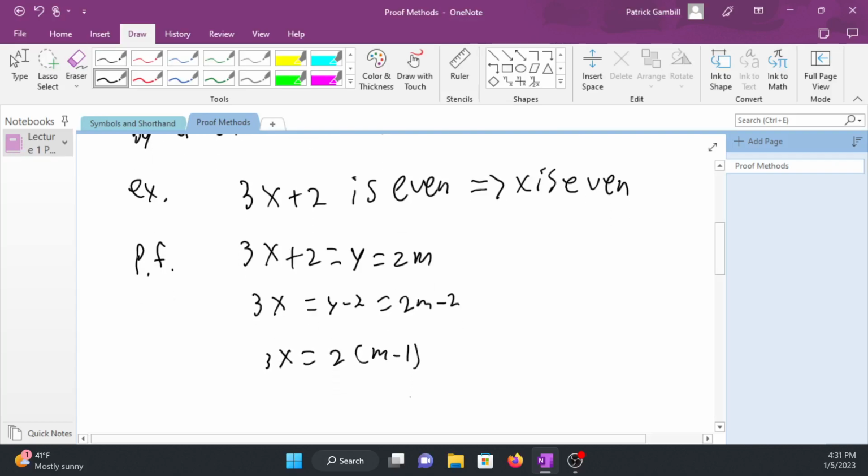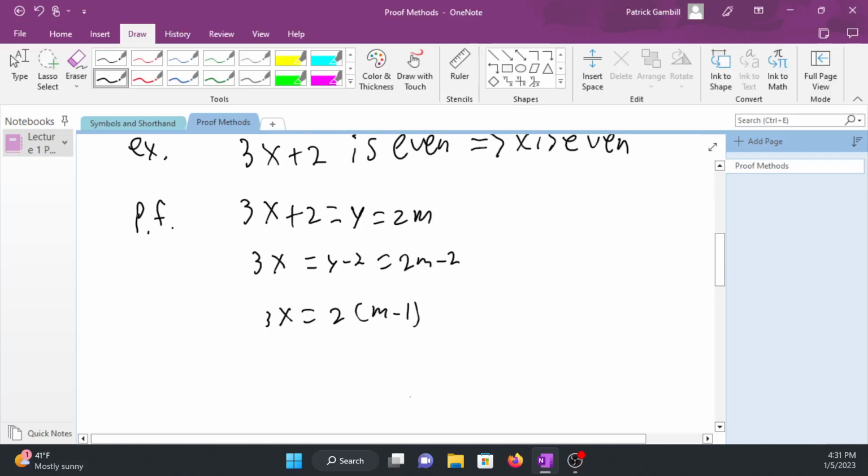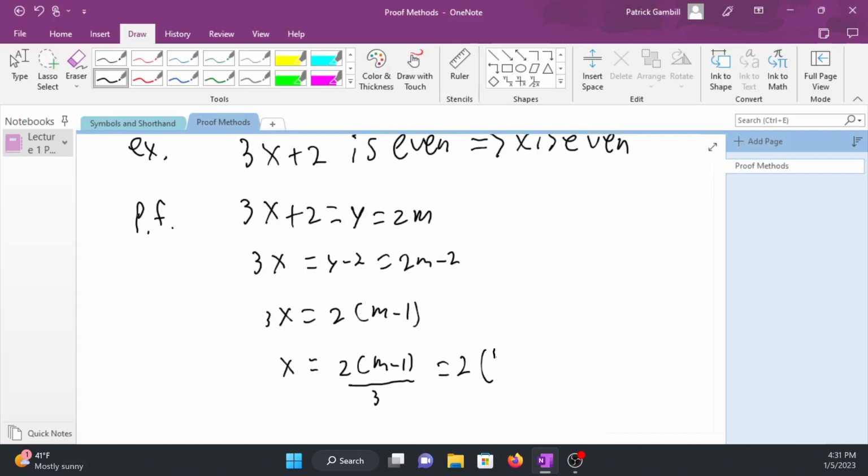Notice that this implies 3x is even, and because we're assuming that x is an integer here, then we know that x is equal to 2 times (m minus 1) divided by 3. We can bring this 3 in. We can say we have 2 times m divided by 3 minus 1 divided by 3. But either way, because we're operating under the assumption that (m minus 1) over 3 is still an integer, then we know that x must be even. So that completes our proof.